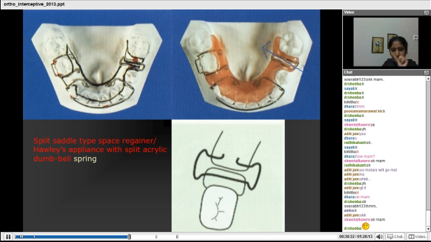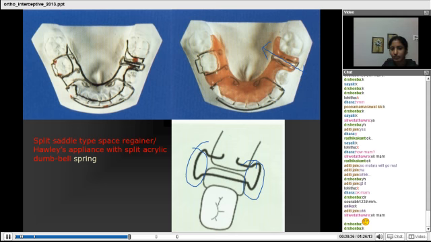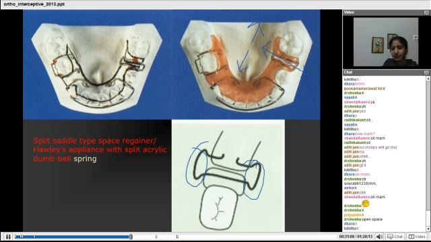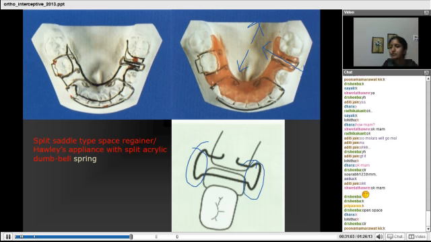Your saddle is split and you keep activating the spring over here, which tends to move this spring this way and this spring this way. So it is trying to move the molar distally and move the first premolar mesially so that it creates space for the second premolar. As you keep activating, the spring keeps pushing the teeth and tries to open the space. You are trying to create space. Clear? That is a split saddle. Your saddle is split.